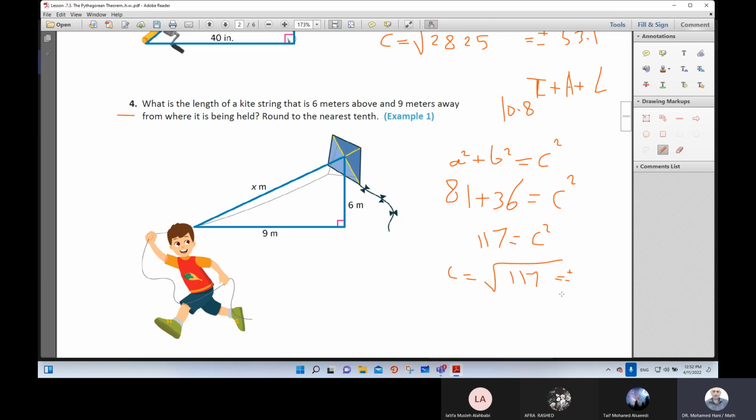Now try to find the square root of 117, about 10.8. Great work, Taif and Afra and Latifa. And I will add you 2 marks. Great work.